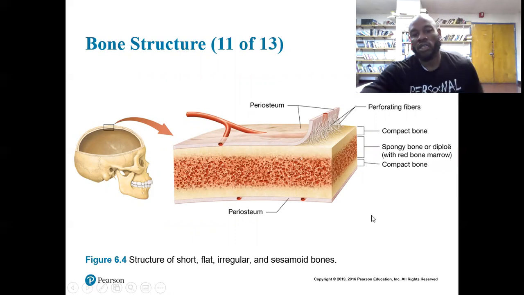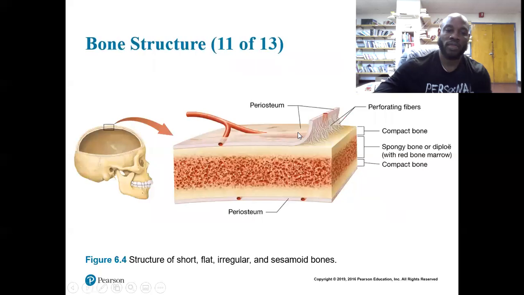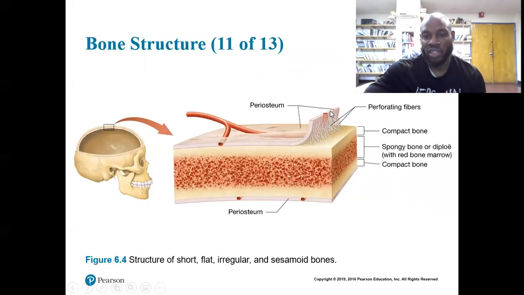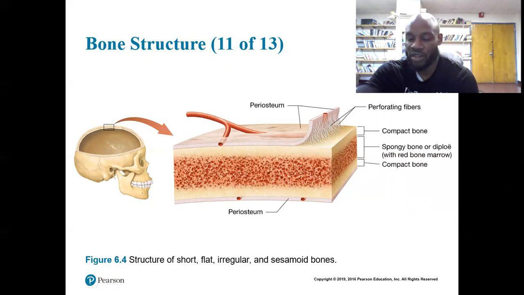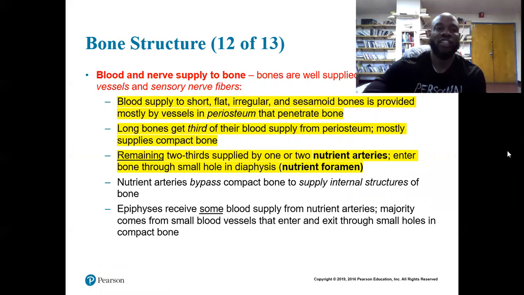Some other types of bone, periosteum, notice blood vessels, nervous tissues in your periosteum. We have the collagen, the perforating fibers connecting your periosteum to your bone. We have the actual compact bone, spongy bone, more compact bone. This is the general structure of a short, flat, irregular, or sesamoid bone. Right, talking about a little bit more detail about the blood supply and the nerves.